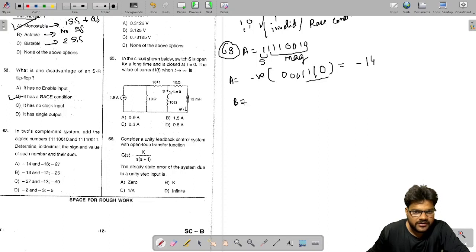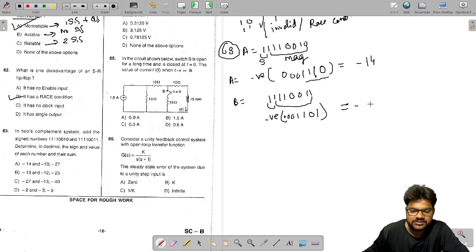Similarly, we can find number B. In signed 2's complement form we are given 1111 0011. Again the first bit is 1, so this is the sign bit and the number has to be negative, and the remaining bits tell the magnitude, so we take its 2's complement. After the first 1 from the right, all the bits will be complemented, so this becomes negative 1101, which is 13. So B also we found as minus 13, and we have to add these two.